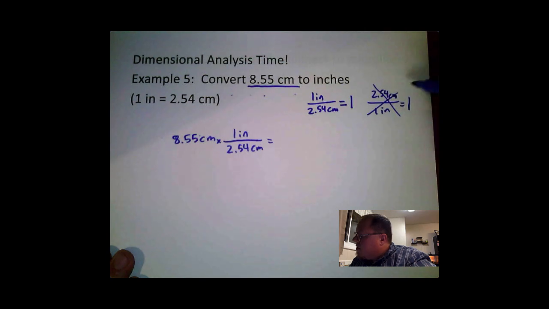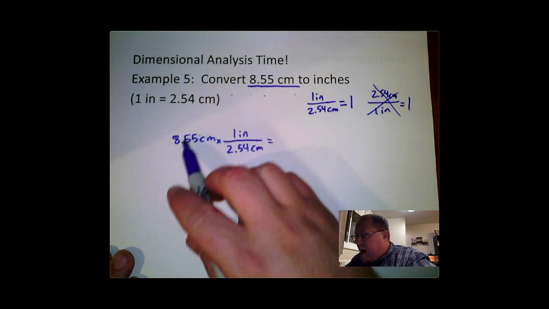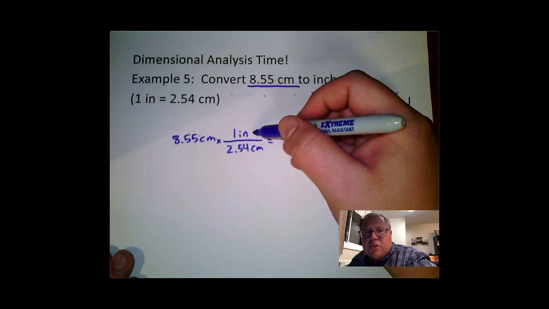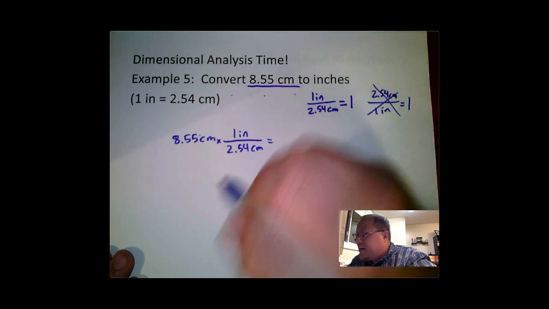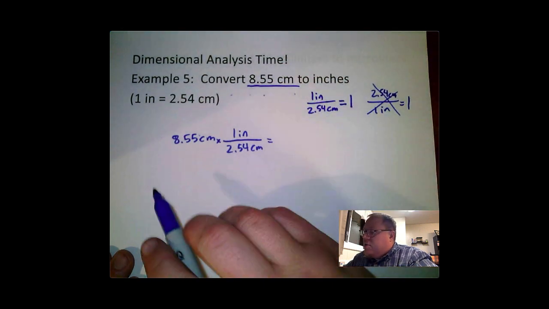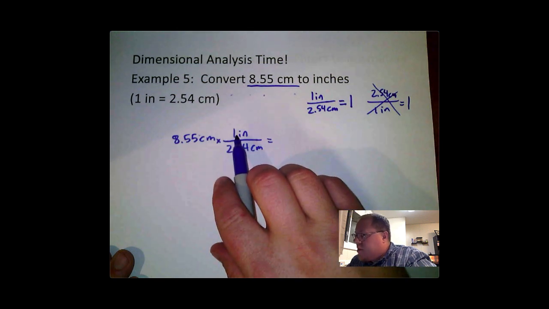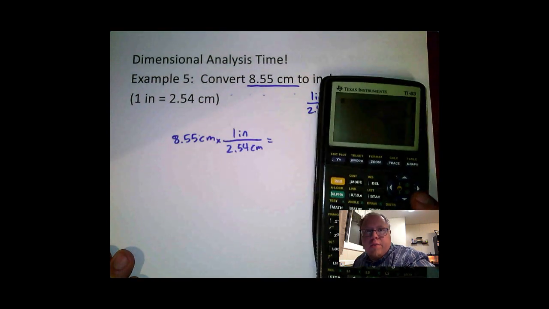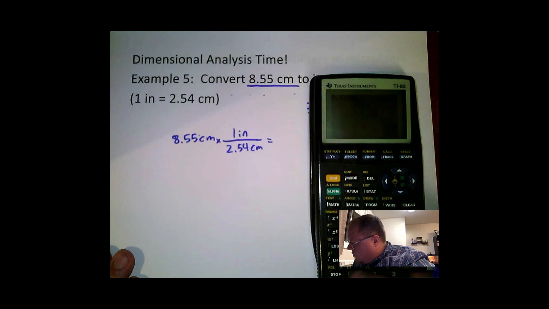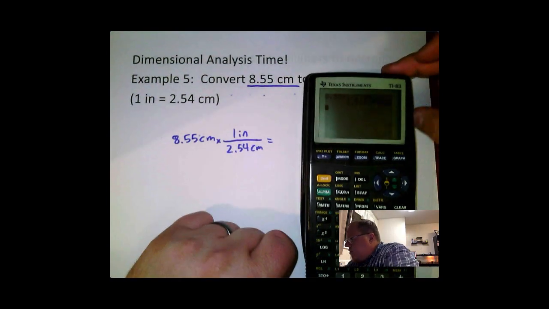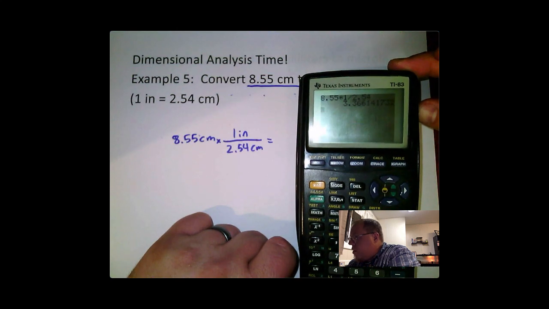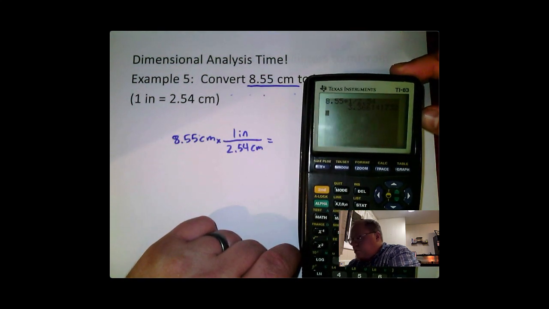I don't want to use this one in this case because centimeters is what I have. And so what I want is to be able to take the centimeters, times it by inches, and then I'm going to divide it by centimeters. And that is actually going to cancel these centimeters. So if I take this 8.55 times 1, and then divide that by 2.54, I get 3.36614, kind of a whole bunch of numbers there.